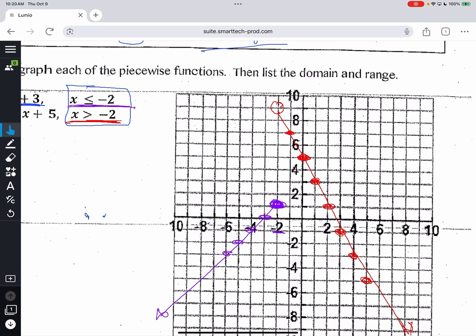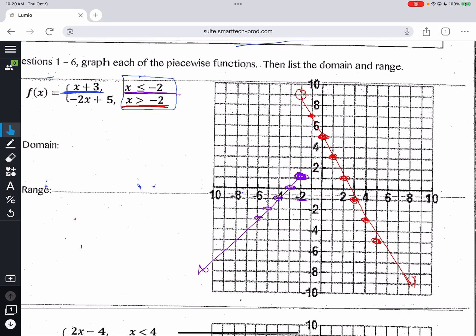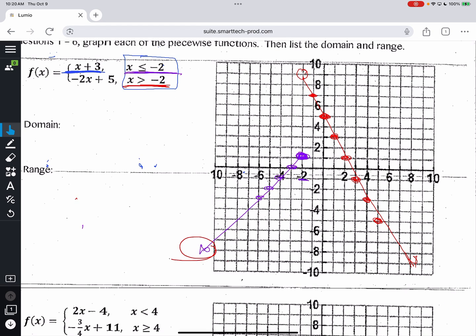This graph only has two pieces that we're working with. Now, we've got to figure out the domain and the range. Domain is how far we go left or how far we go right. It's about the x value. So, if we start over here, we have an arrow. So we know we're going to at least start in negative infinity. Now let's see how far we go across the x-axis. It ends right here at negative 2.